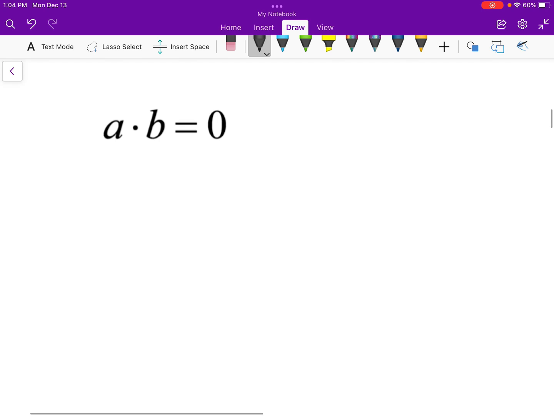All right, so this way of solving is based off of a really simple idea. I want you to look at this. If I tell you that a times b is equal to 0, I want you to think about what that tells me about a or b. So pause the video, think about that for a second, and unpause it when you think you've got it. Well, if a times b equals 0, that means either a has to be equal to 0 or b has to equal 0. 0 times anything equals 0.